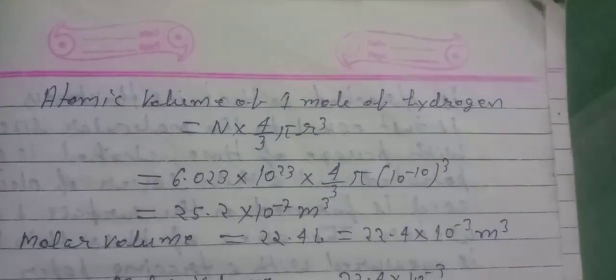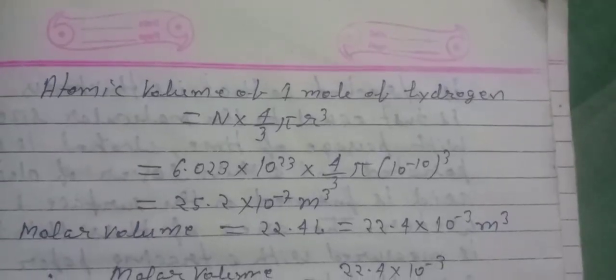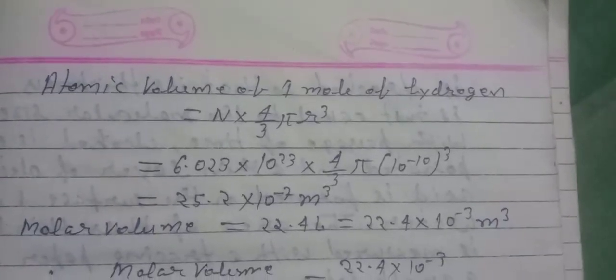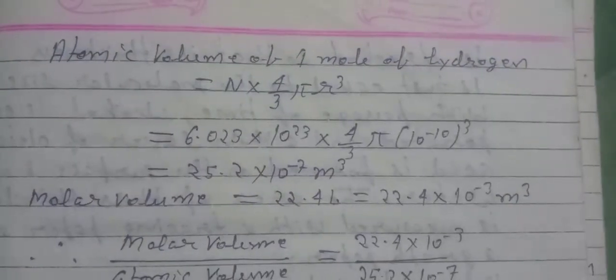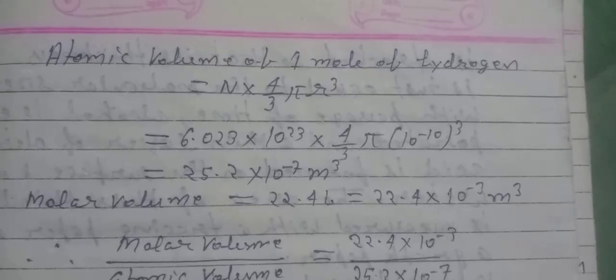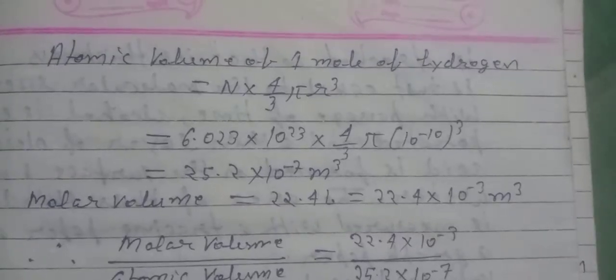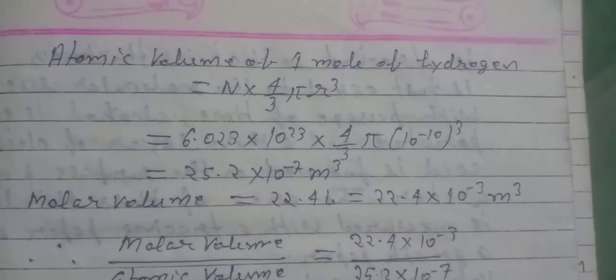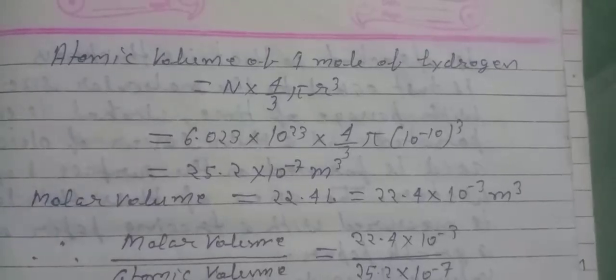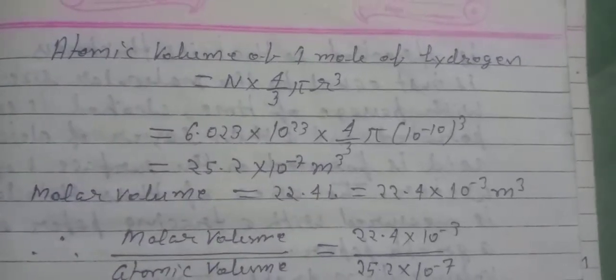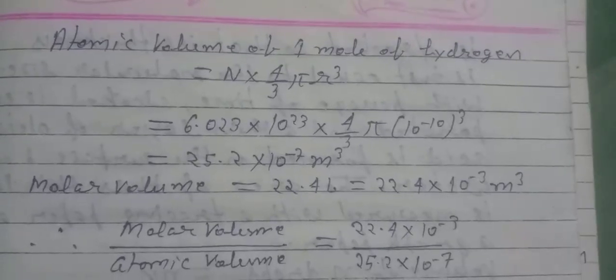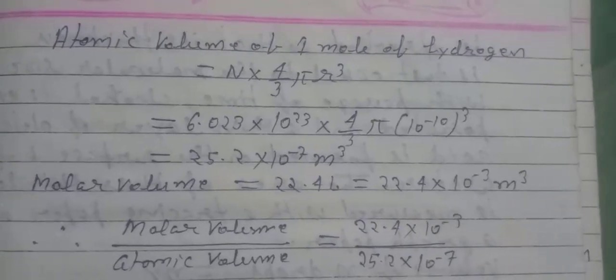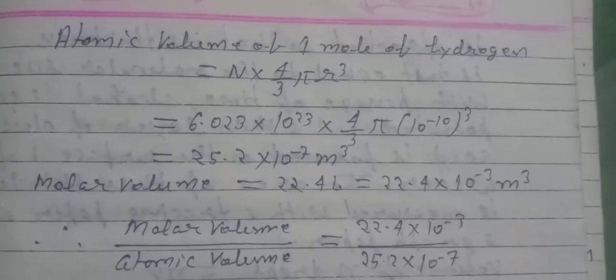Now, the atomic volume of 1 mole of hydrogen is Avogadro number × 4/3 π r^3. Here r is the radius of the hydrogen atom. This equals 6.023 × 10^23 × 4/3 π × (10^-10)^3. We get 25.2 × 10^-7 meter cube, the atomic volume.